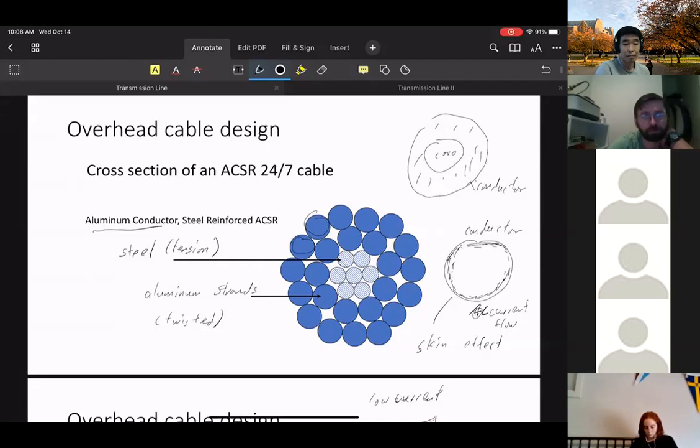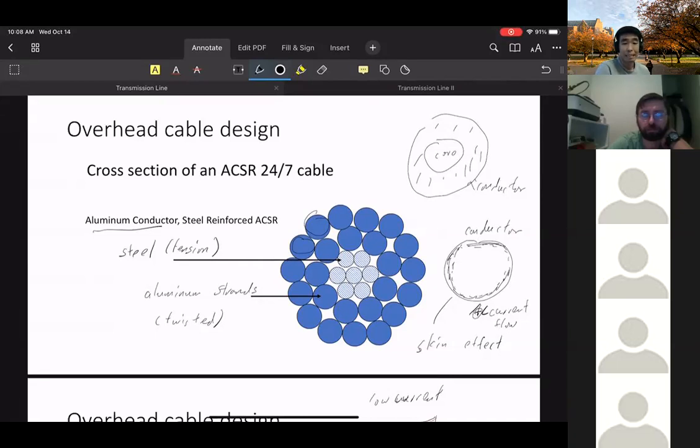But why do they use the aluminum? Aluminum is not as strong a material as steel. So an all-aluminum line is not very strong. It's a very flappy line in some sense. Steel makes a much stronger line. But aluminum also carries the current. Only aluminum carries the current. Steel does not carry current. Steel should not carry current for this kind of deal.